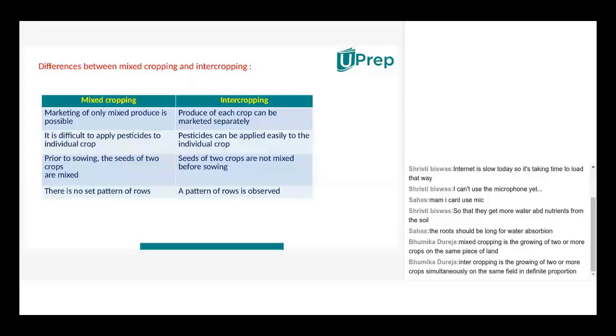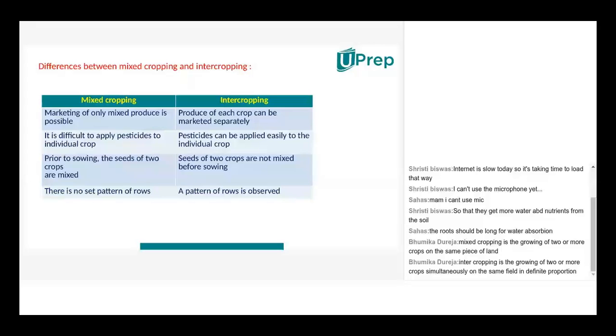In mixed cropping, prior to sowing, the seeds of two crops are mixed. As I said, while sowing itself, the seeds are all mixed. Be it 2 or 3, all of them are mixed, and then using a broadcast method or a seed drill method, they are being broadcasted on the field. Whereas in case of intercropping, the seeds are not mixed. They're all separate. They're sown separately. They have separate dedicated rows for them.